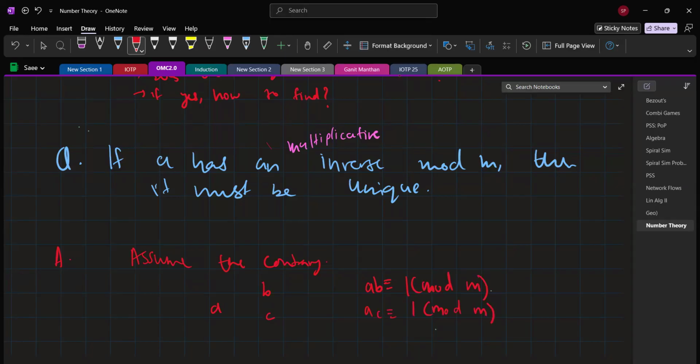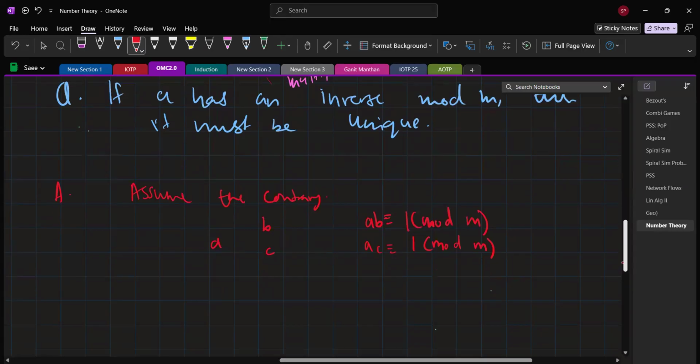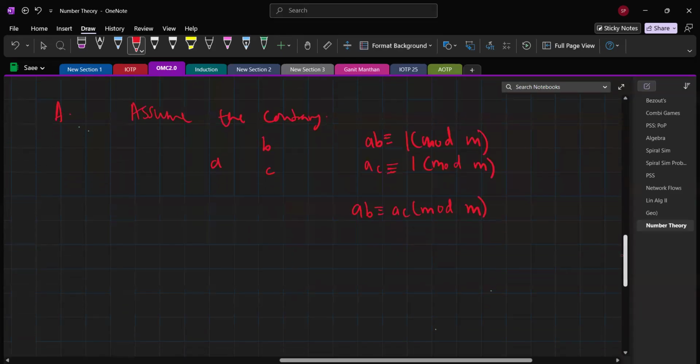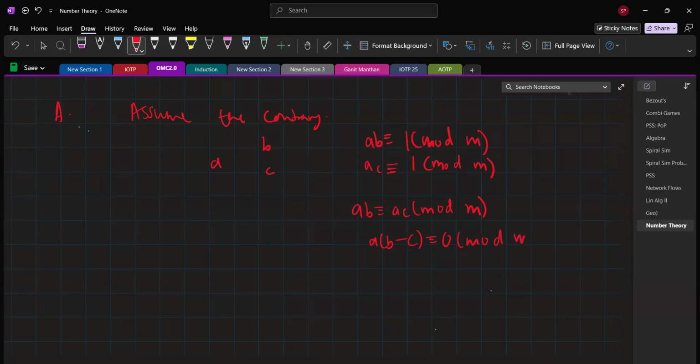So how do we show that they have to be equal? There cannot be 2 inverses. How can we show that AB is congruent to AC mod M? Yes, exactly. And then A times (B minus C) is congruent to 0 mod M. GCD of A and M is 1.